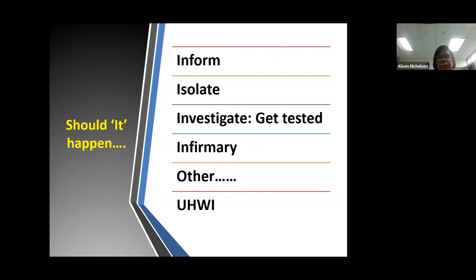Now, should it happen, the big it, God forbid, should you become infected, it's important to inform somebody. So from the very onset of symptoms, the very beginning of symptoms, inform someone. You know, I think I feel like I'm having a fever. As a matter of fact, wherever you're living, if you're in a dorm setting, there should be a policy instituted.